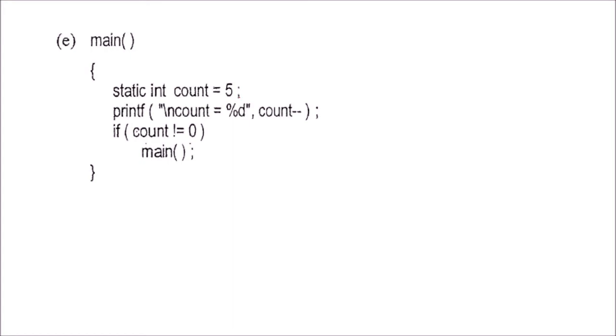Next is static int count equal to 5. So it will retain the value. %d count minus minus. And this %d means 5 will be printed first. Now count minus minus. Next is, this is 4. So 4 is not equal to 0. Main again will be called, but it will retain its value. This will be 4 now.